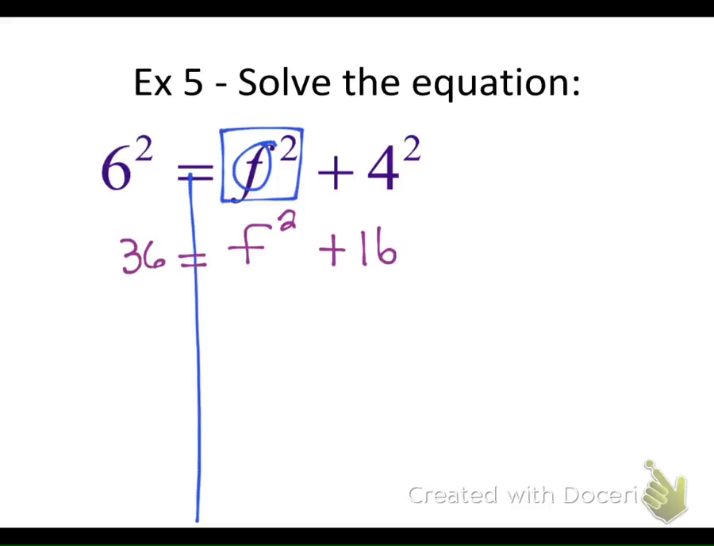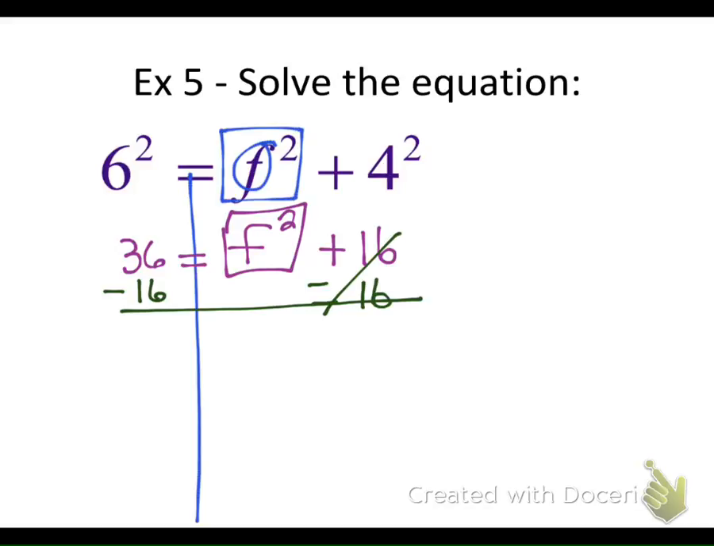Now, we have an equation that we're familiar with. So we still want to get our square by itself. So if I want to get that f squared by itself, what do I need to get rid of here? The 16. That's right. So Darius, what's 36 minus 16? 20.